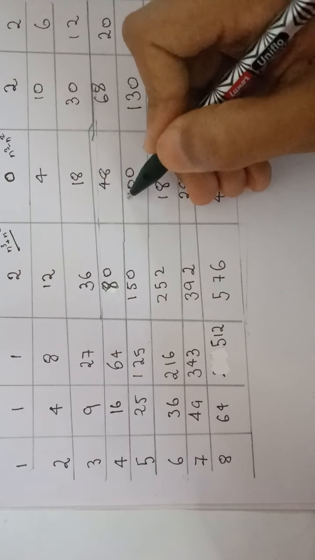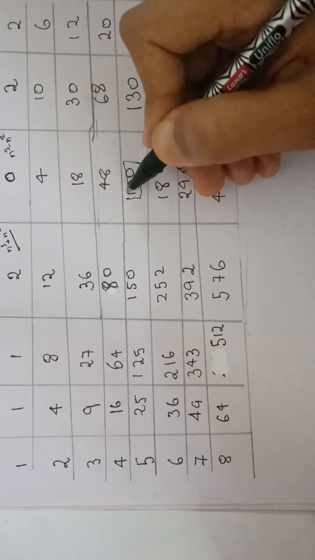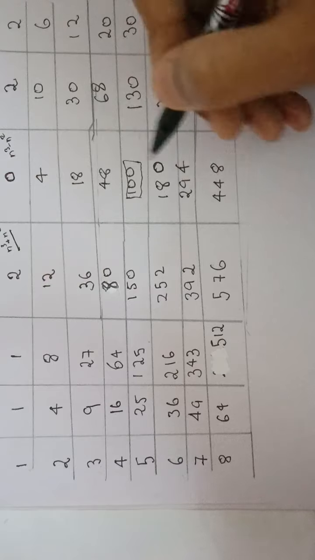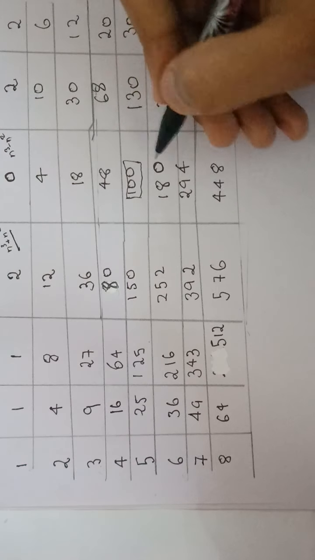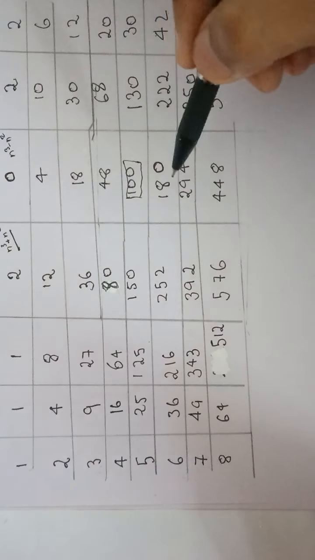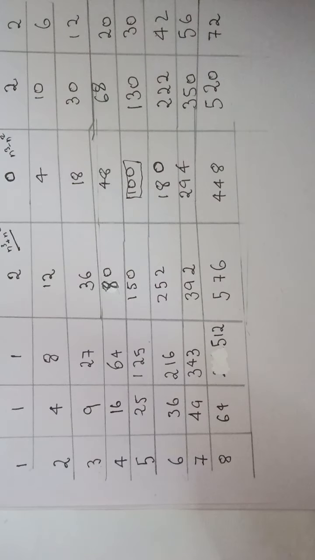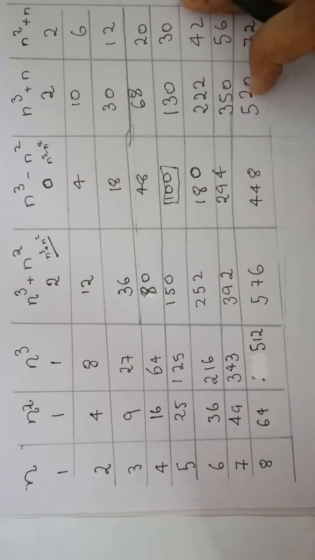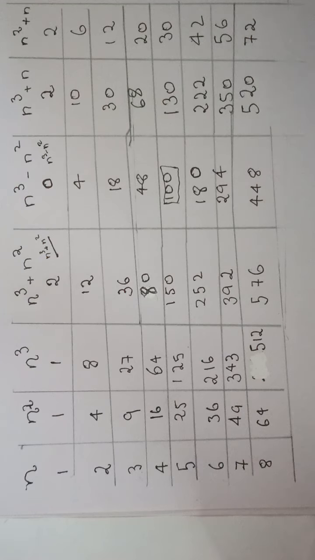See here the special number is 100 because you know it is 10 square as well as 5 cube minus 5 square. So that makes it easy. Whenever you see 100, the two trials that you give is perfect square and then n cube minus n square. 180, 294, 448. Then n cube plus n. This series is n cube plus n. I think it will be clear with this. 2, 10, 30, 68, 130, 222, 350, 520.